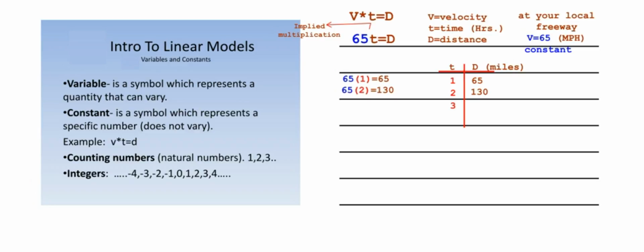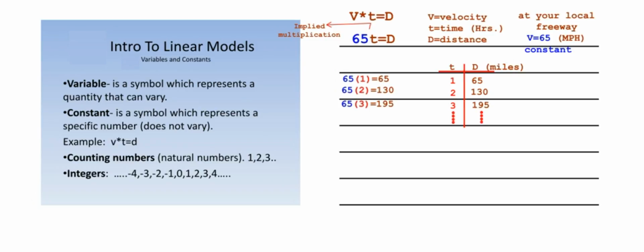And once again, let's say you drive for 3 hours now. Replacing the t with a 3, 65 times 3 gives you 195. 195 miles that you've driven after 3 hours. So do notice, our time t changes, our distance d, miles, also changes depending on what we put in for the time.